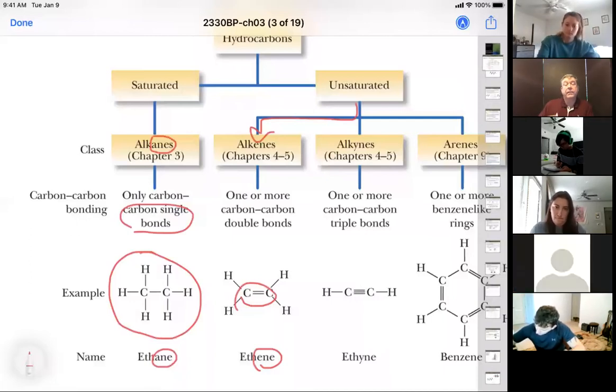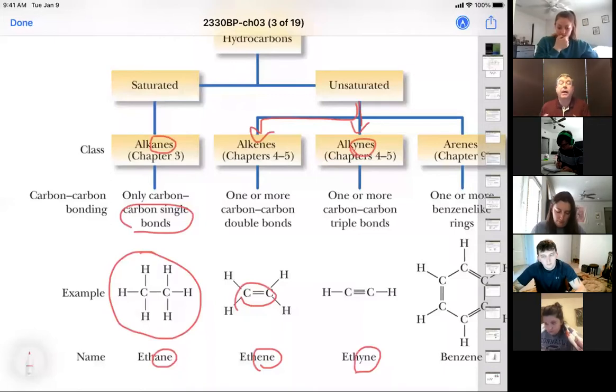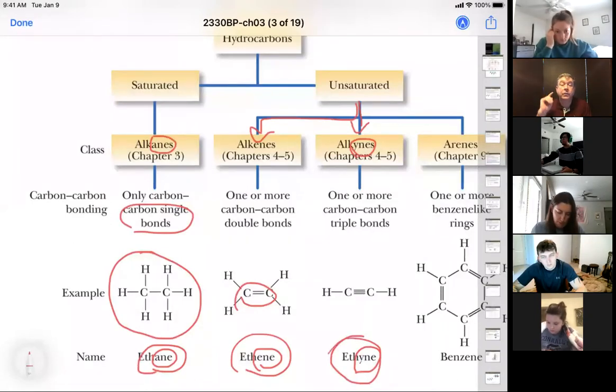Okay. However, if you have 2 pi bonds over a single sigma bond, you have a triple bond, and that's a different functional group. That different functional group is now the alkynes, Y-N-E, okay? Which means all the names are going to end in Y-N-E. That's telling you that you have a triple bond somewhere in your system, okay? So A-N-E means you are completely saturated. E-N-E means you have at least 1 double bond. Y-N-E means you have at least 1 triple bond.